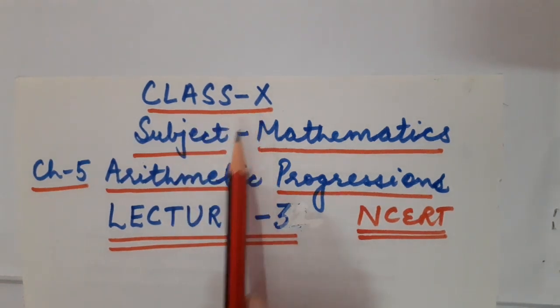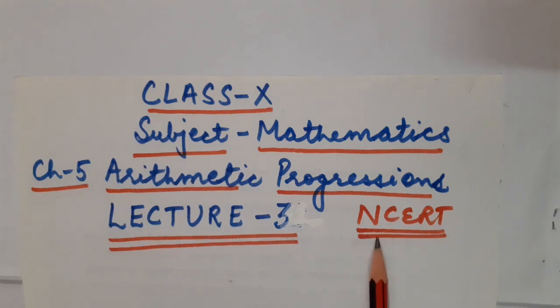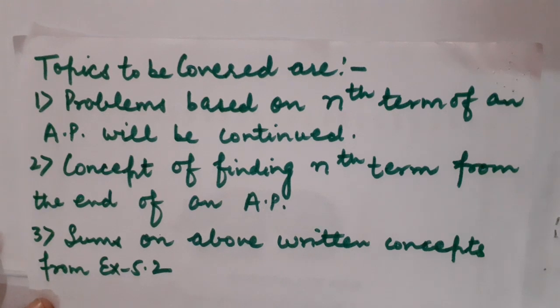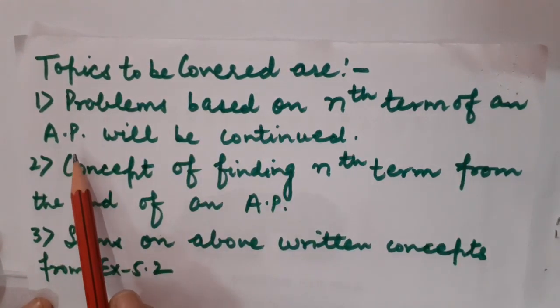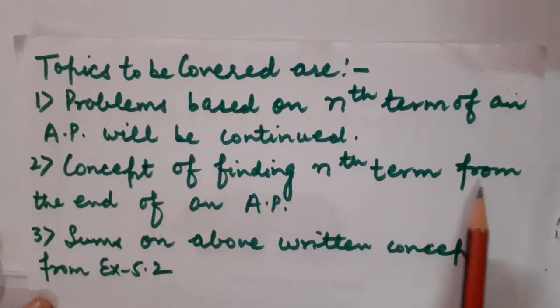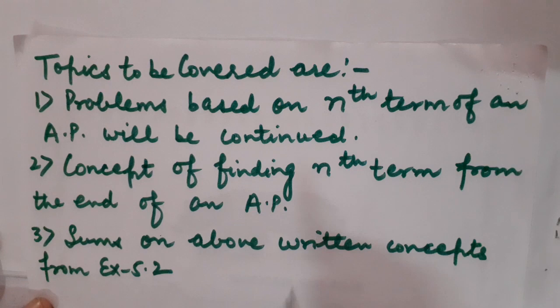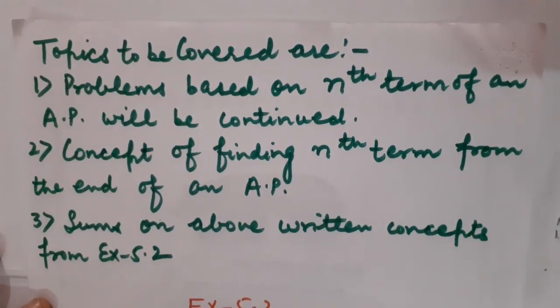This is class 10th, subject mathematics, chapter number 5, arithmetic progression, lecture number 3, and the content I am going to cover from NCERT. So children, in today's lecture, the topics which I am going to cover are: number 1, problems based on nth term of an AP will be continued. Concept of finding nth term from the end of an AP. And of course, the sums based on the above written concepts from exercise 5.2 will be taught.